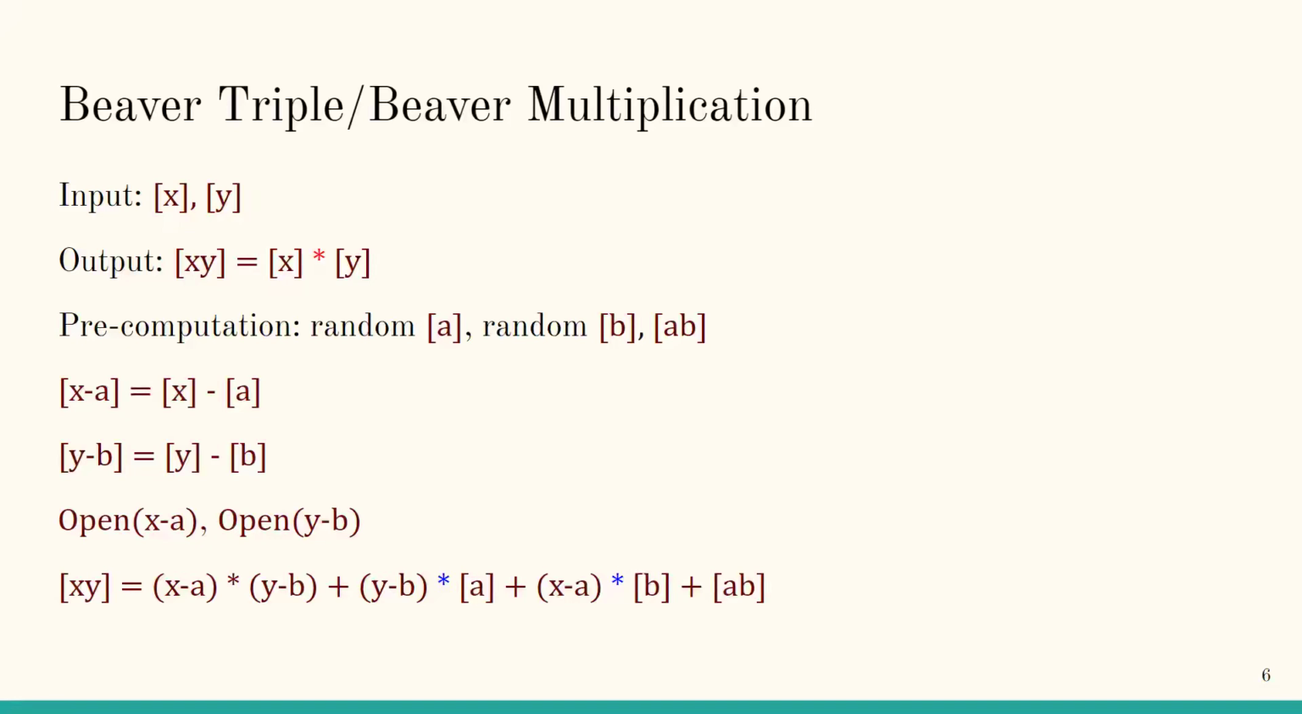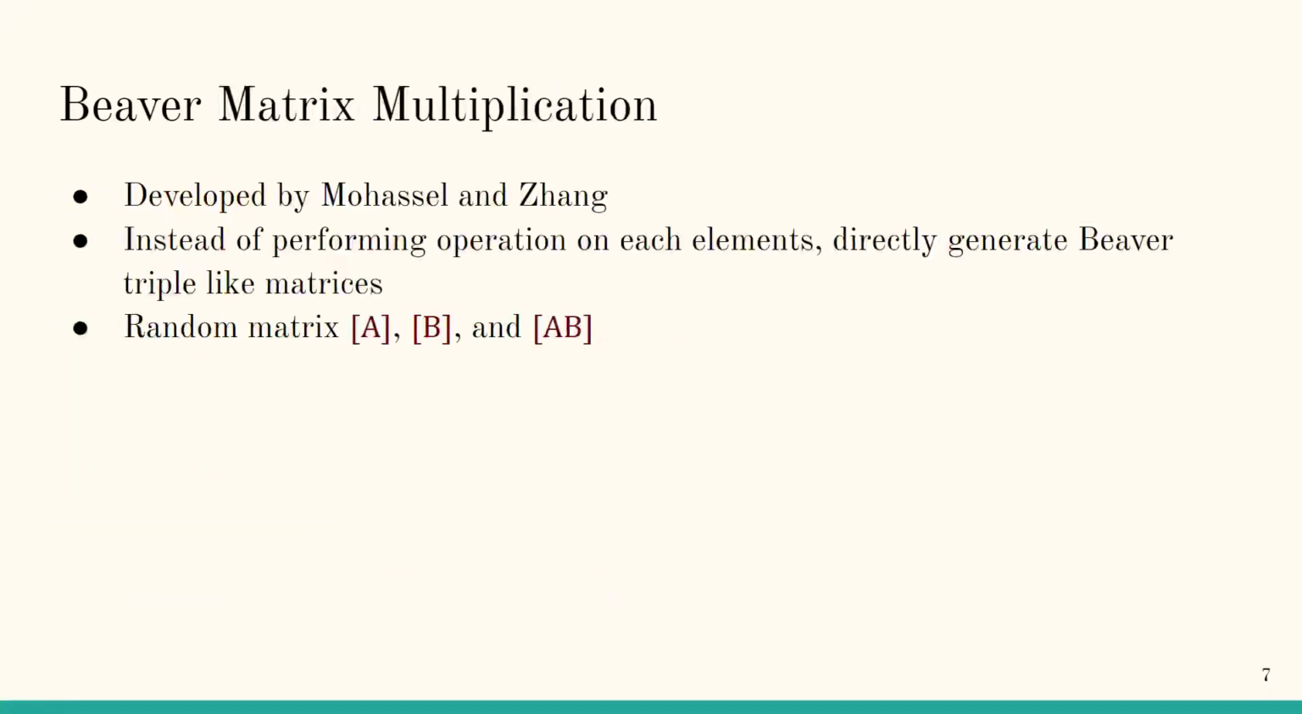Note that these multiplications between two secret shared values will be represented using red asterisks. This can be done in one round, as opening a value requires communication between parties. Although we are opening two values, since they do not depend on each other and can be done in parallel, they belong in the same round. Mohassel and Zhang also generalized the Beaver multiplication technique into the realm of matrices. Instead of performing operations on each element individually, they directly generate Beaver triple-like matrices, that being random matrices A, B, and AB. This allows them to directly perform multiplication between two matrices.